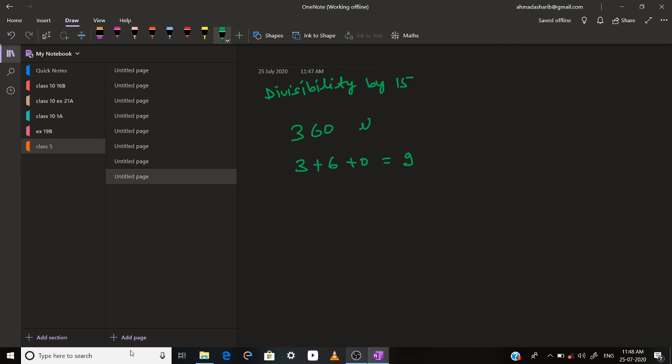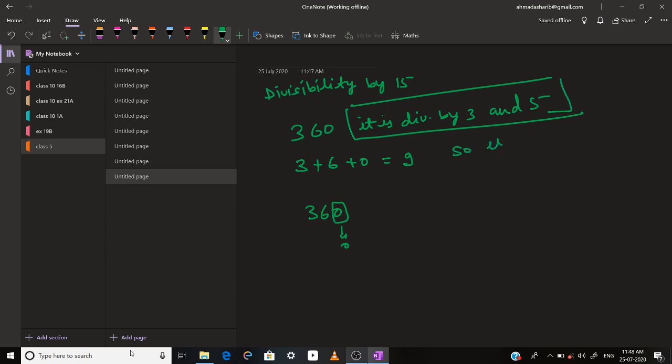So it is divisible by 3. Now we have to check if 360 is divisible by 5. Yes, it is divisible by 5 because the unit place number is 0. So 360 is divisible by 3 and 5, so it is also divisible by 15. This is the whole scenario. Okay, this is the answer.